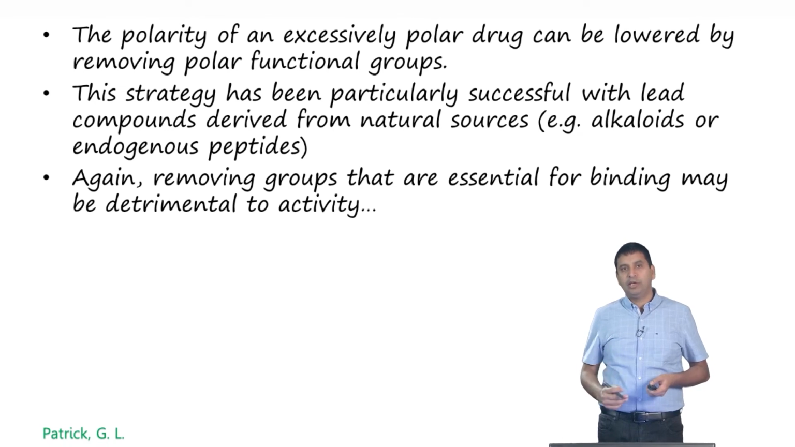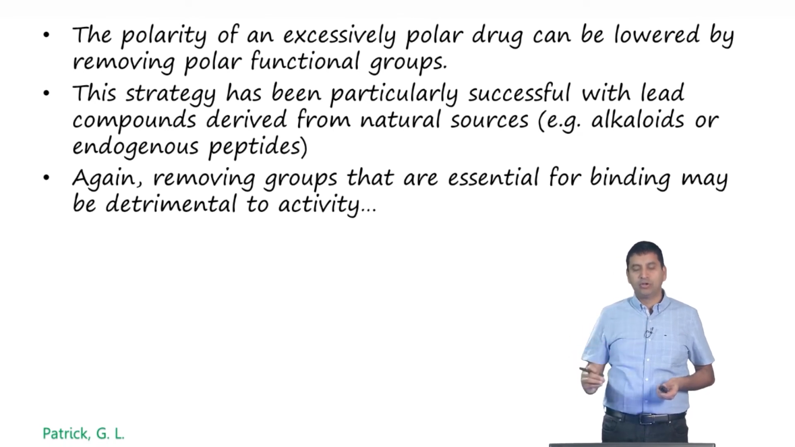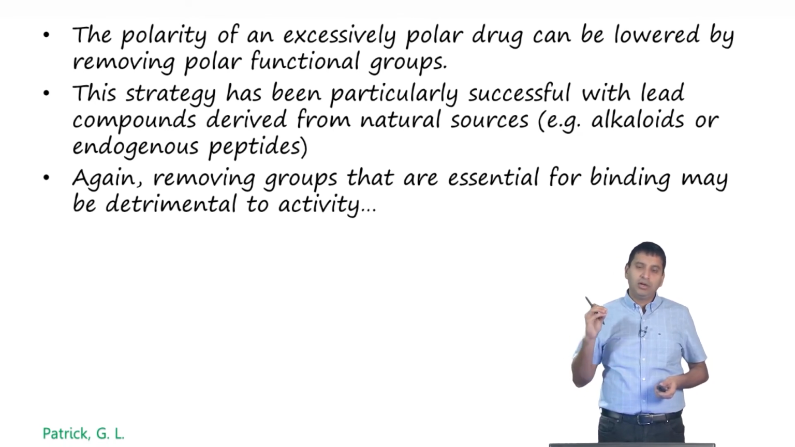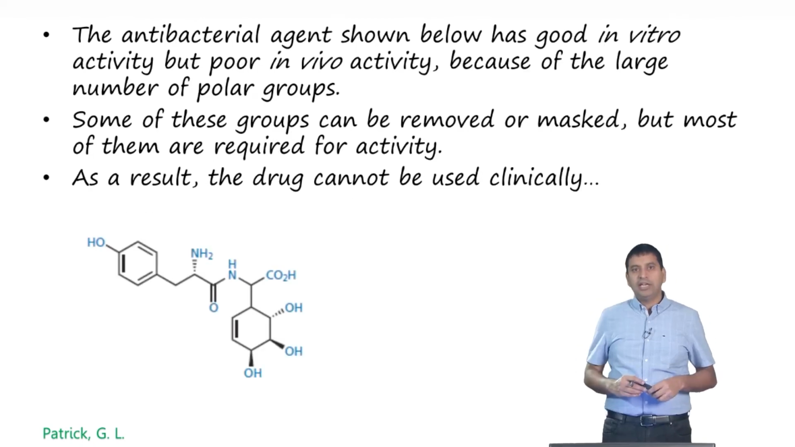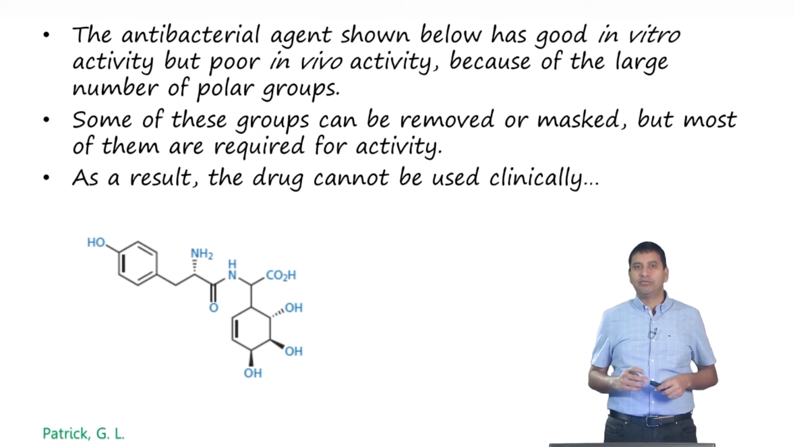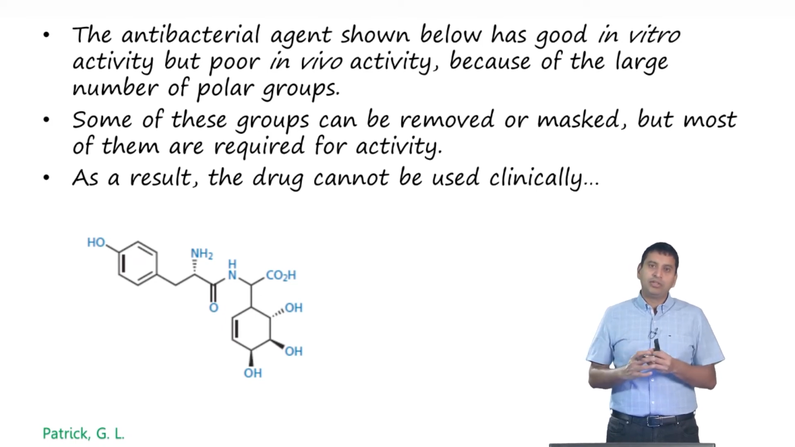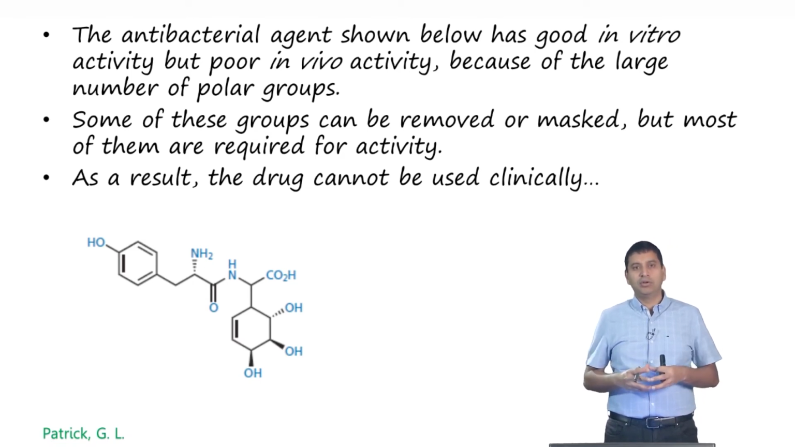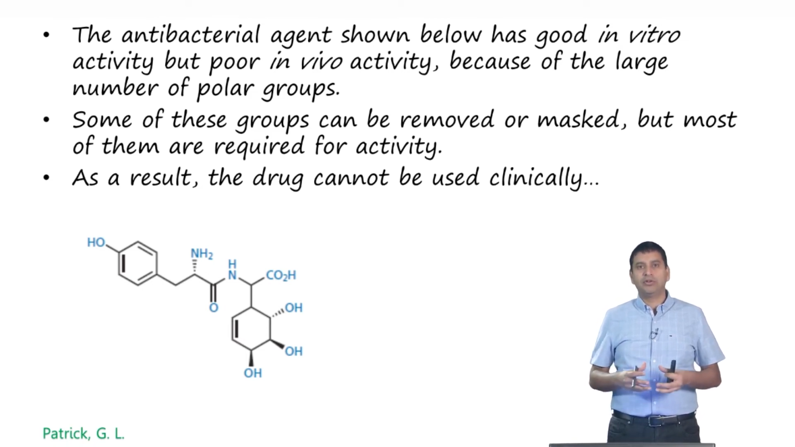Of course, we need to keep in mind that we can only remove the groups which are not important for activity. The antibacterial agent shown below has good in vitro activity, but very poor in vivo activity, and this is because of the large number of polar groups. Some of these groups can be removed or masked. If you see the structure, it has a number of carboxylic acids and alcohols, and it also has a phenol. On the whole, the molecule is quite polar, so we cannot use this molecule clinically because this is going to be a problem.